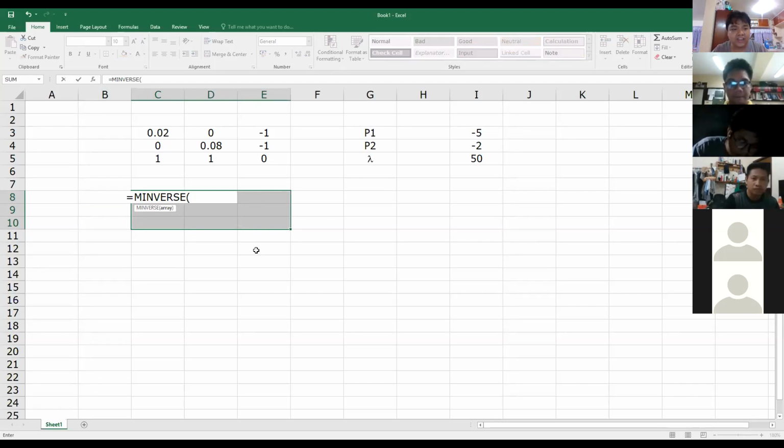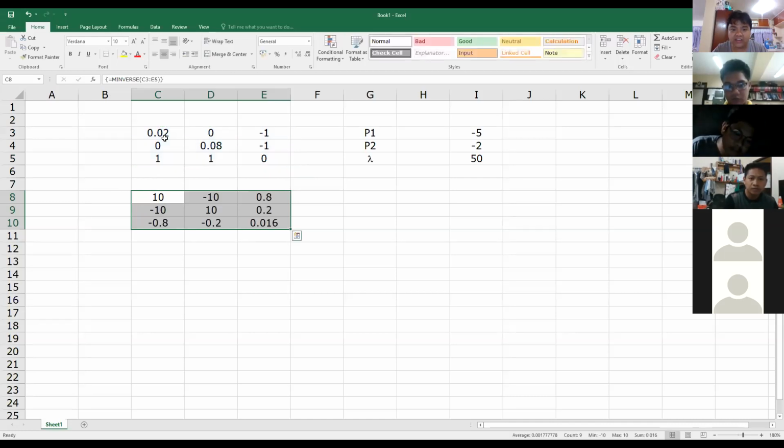Then go to your matrix. Don't worry, this session is being recorded, so you can come back to it. While it's still highlighted, hold Control and Shift, then press Enter while holding Control and Shift. And you'll get this inverse.